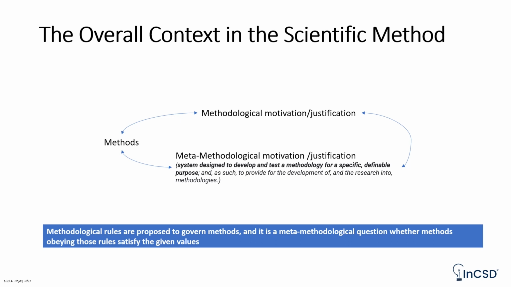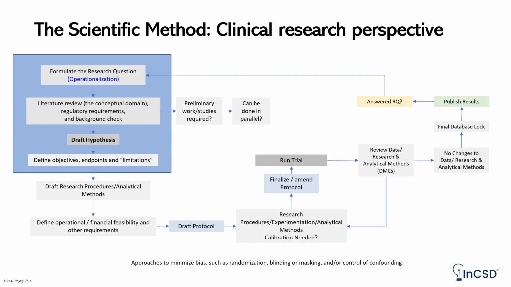which is the system designed to develop and test a methodology for a specific, definable purpose, and as such, to provide for the development of and the research into methodologies. These methodological rules are proposed to govern method, and it is a methodological question whether the method obeying those rules satisfies the given rules. Now, let's see the scientific method under the clinical research context, and keep in mind the 6 common steps previously outlined on slide 3.